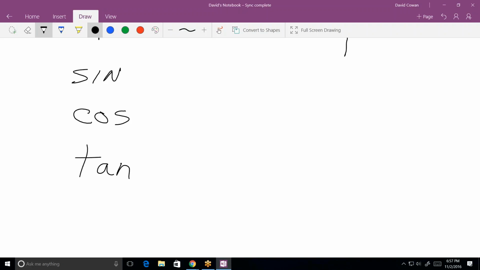Well, if I said, what's the reciprocal of tangent? What would your first guess be? Cosine over sine. Cotangent. Cotangent goes with tangent, like peanut butter and jelly. And I'll explain that comment in a moment.